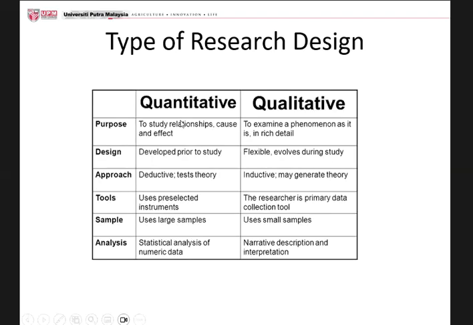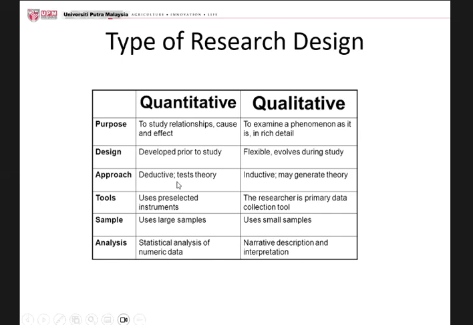So you got the difference between quantitative and qualitative. Basically, you got a different kind of purpose: to study relationship, cause and effect, or to examine phenomenon as it is, in rich detail. Design: prior study. For qualitative, it can be flexible and evolve during the study. So maybe you ask them about this. Oh yeah, why don't you guys measure that? So you help them because you know from this person, based on precedent. So you can evolve on whatever you get.